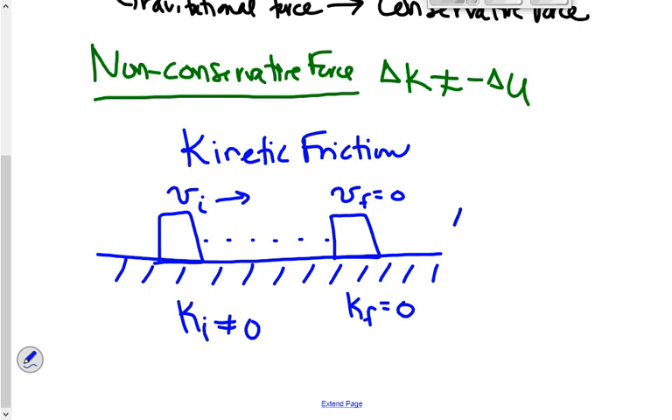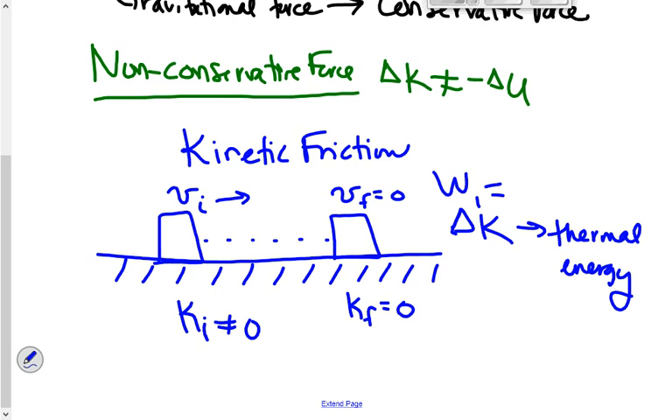So the kinetic energy changed. There's a delta K. But where did that kinetic energy go? It went into heat or thermal energy. To go back to those statements we wrote before, this is some work that the force has done.